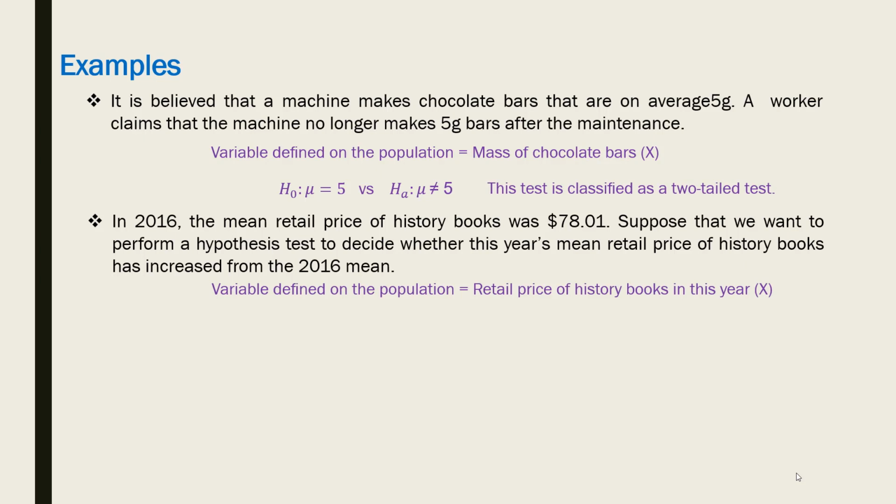We are going to check the price of the history book, right? So what is our claim? This year, the price has increased from that price. Increase. Therefore, what do you think? H naught: mu equals 78.01, but HA: mu greater than 78.01. That's the claim, mu greater than 78.01. We need to check it. So this test is classified as a right tail test. You know it is right tail because of mu greater than.